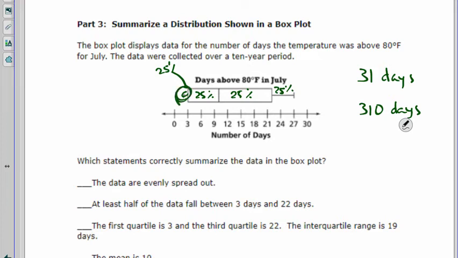So a lot of data is clustered down at this lower end of number of days. 1/4 of the points only had 2 or 3 days above 80, and we had another 25% that was spread out in this big range. So we see this data is not really symmetrical. It's kind of pushed to one side. The median score is not in the middle. Go ahead and read each of these questions and see if you can give them a true or a false by looking at that box plot.